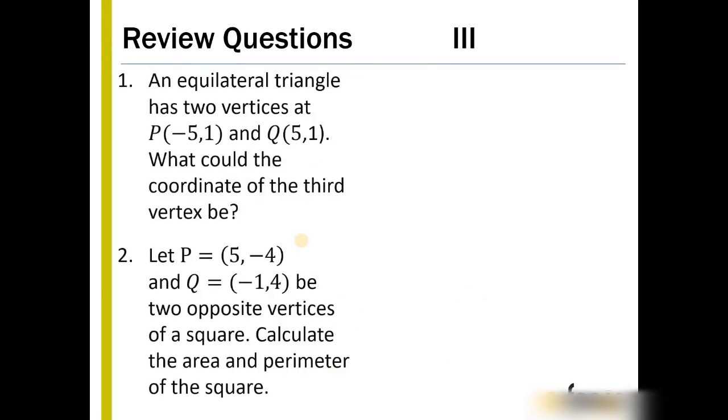Review questions 3. 1. An equilateral triangle has two vertices at P(-5, 1) and Q(5, 1). What could the coordinates of the third vertex be? 2. Let P equal (5, -4) and Q equal (-1, 4) be two opposite vertices of a square. Calculate the area and perimeter of the square. Pause the video whilst you work out the answers.